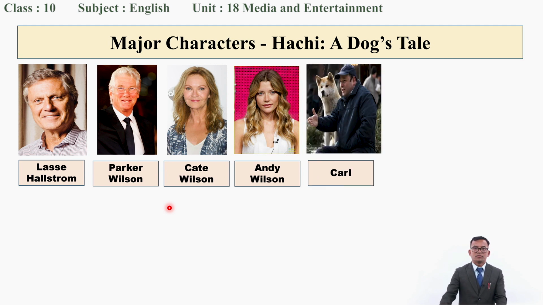Parker Wilson is a professor of music, and he has a friend. He's a commuter. He frequently visits his office from home. His office is a bit far away, that's why he uses the train. And he has a friend there, the railway station master, Mr. Carl. He's Parker's friend.